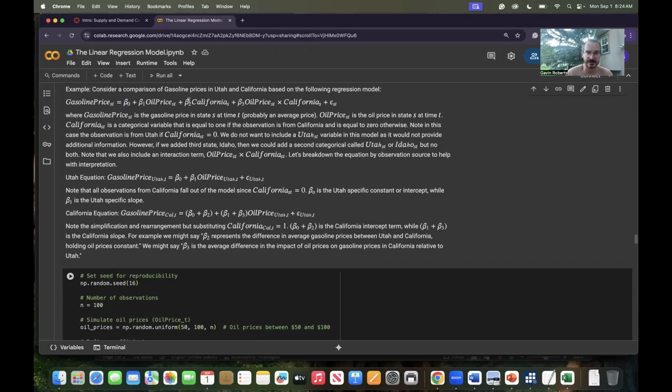And then all of this is 0, that goes away. This is 0, so all this goes away. And then I get this simplified version of the equation. Okay, now what if I'm just looking at the data from California?